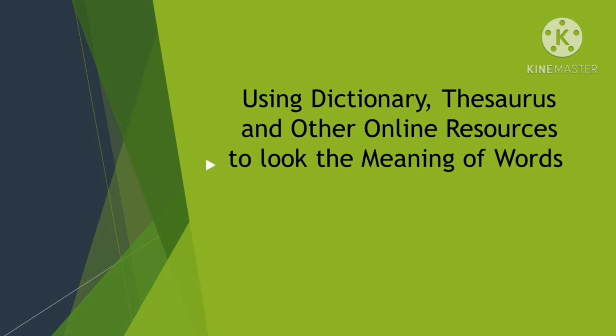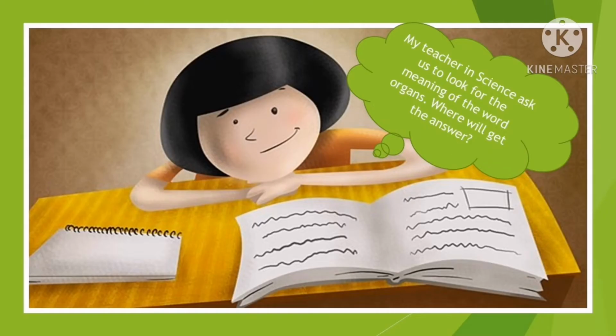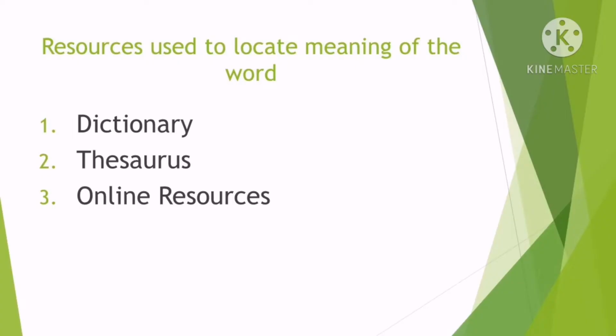Now, let's start. By the way, I want you to meet my friend Curly. She has a problem. She has an assignment in science, and they were asked to look for the meaning of the word organ. Now, question, what will she use? Well, of course, she can use any of the following: either a dictionary, a thesaurus, or online resources. So these are resources used to locate the meaning of words.